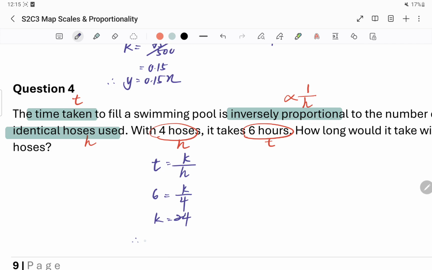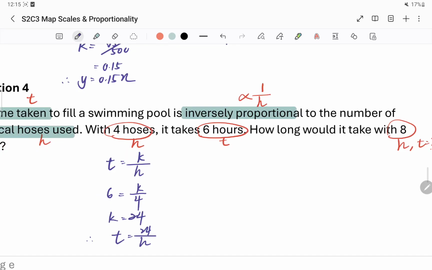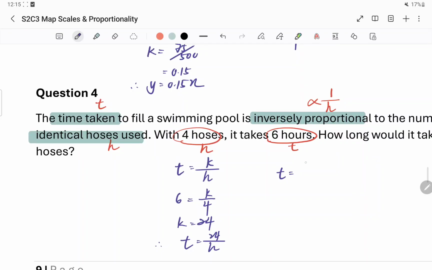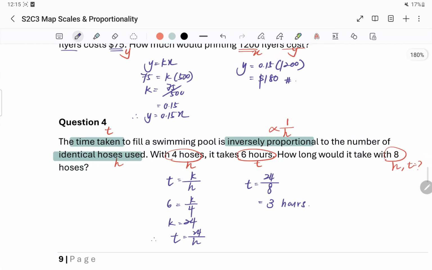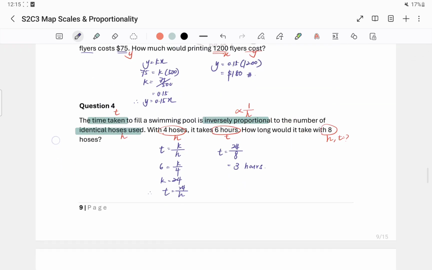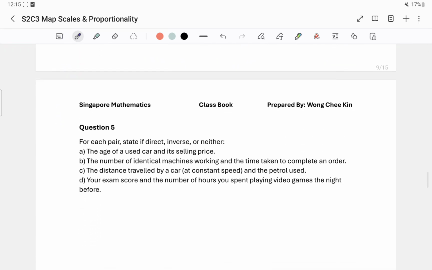Now with this one, I can form my formula, which is T equals 24 over H. Then they ask how long will it take, so the time taken for 8 hoses, which means that is 24 divided by H, where H equals 8. So here you have 3 hours. Okay, this is also quite simple.